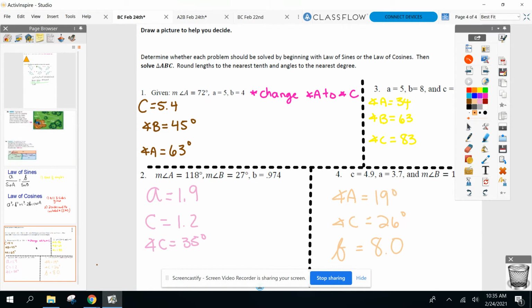Just with law of cosines, if you're using law of cosines to find a side, that side is going to be the first. Yep. So if I gave you angle C is 72, the side across from it, you're going to start law of cosines out with.